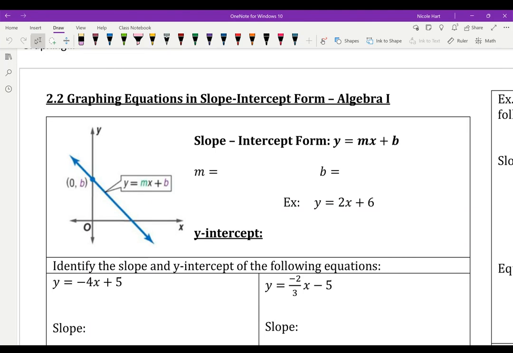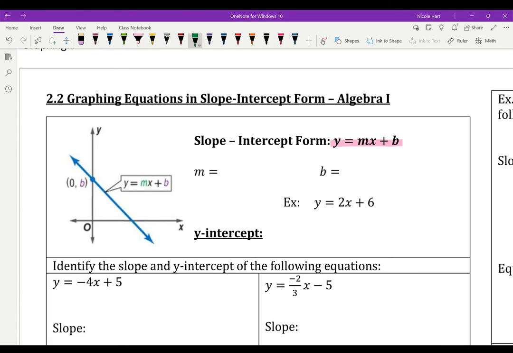We are going to be talking about graphing our equations in slope-intercept form. And so first we need to identify what slope-intercept form is. Slope-intercept form is a way for us to write equations to be graphed that form a line, or linear equation. And slope-intercept form says y equals mx plus b.